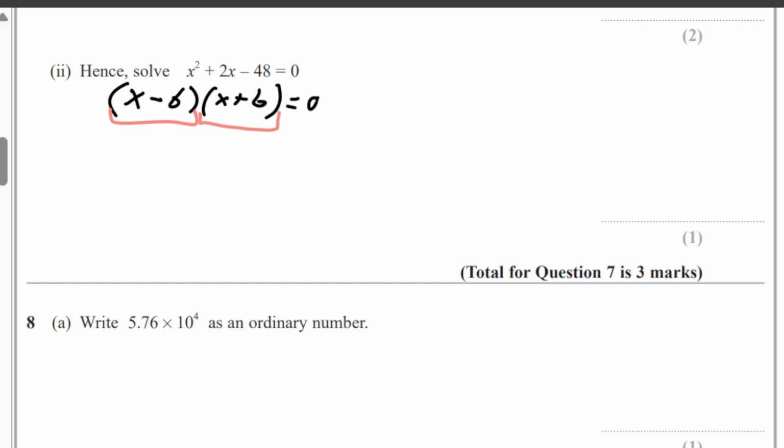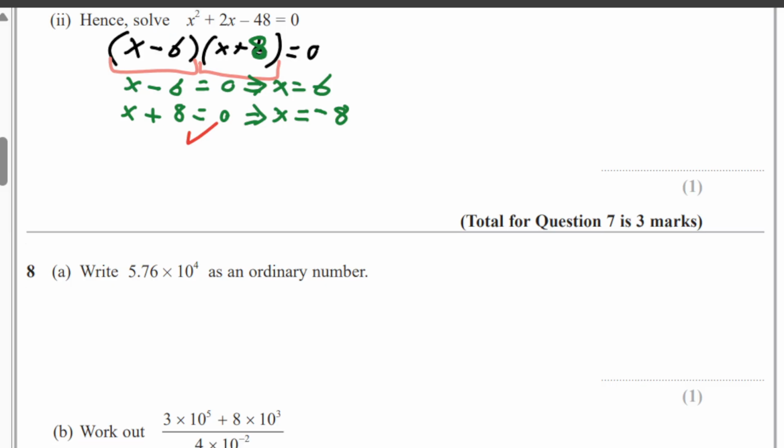Two numbers multiplied to make 0 means one of them should be 0. So we can say it's either x minus 6 equals 0 or x plus 8 equals 0. This is 8 here, it's not 6. Now, if x minus 6 equals 0, that means x equals 6. And if x plus 8 equals 0, that means x equals negative 8. And that's your 3 marks for this question.